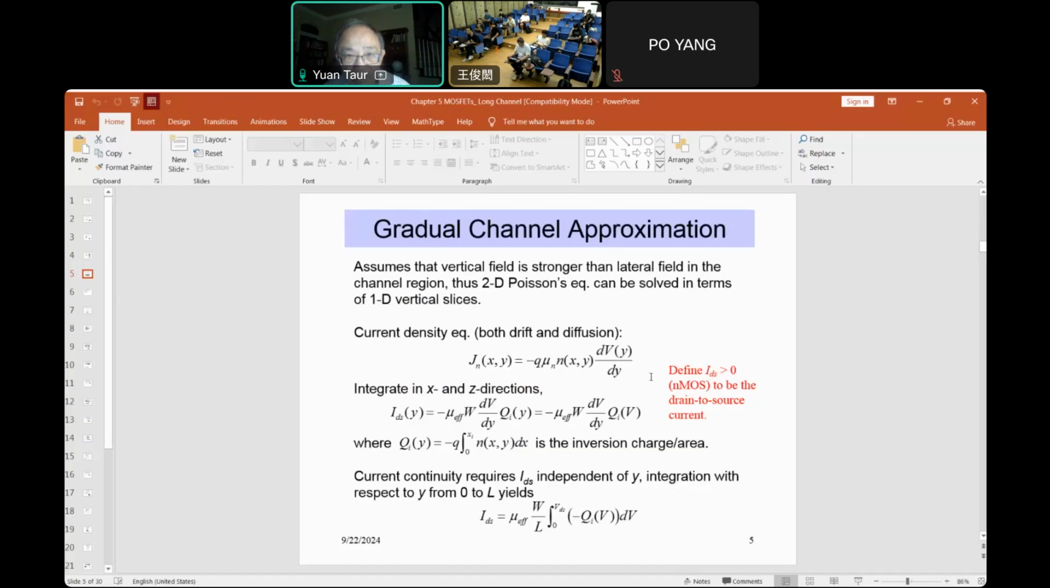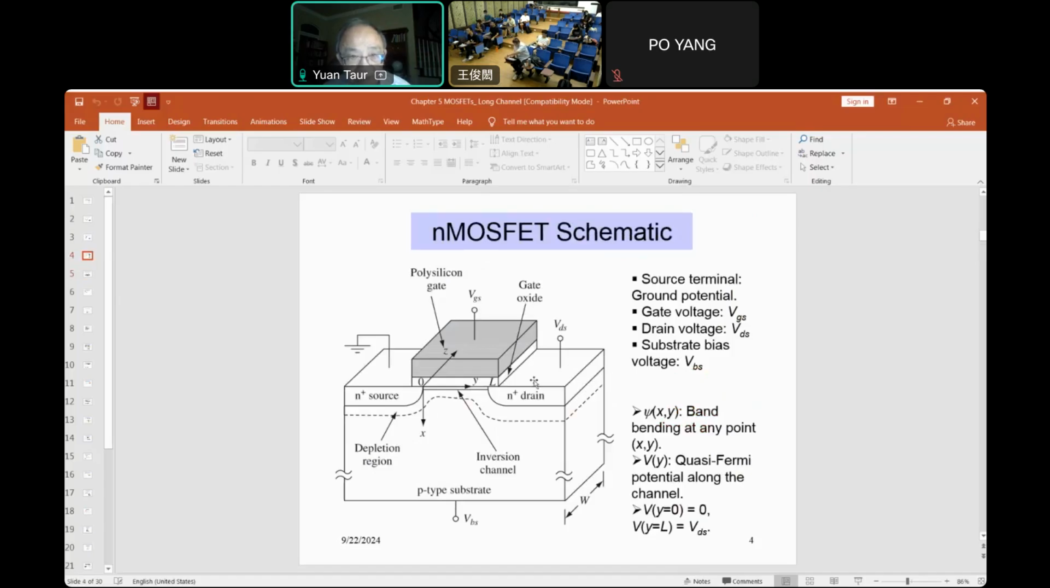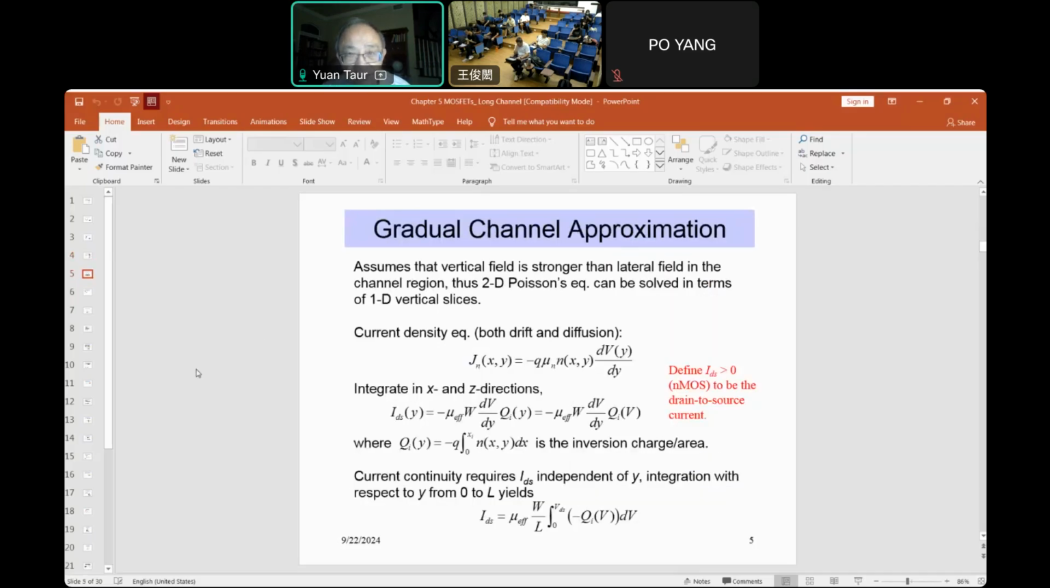And by the way, we define the IDS to be positive because for an N MOSFET, electrons go from the source to drain. So the current flows from drain to the source. Current is positive charge, so from VDS to ground. But that's in the reverse y direction. So in order to avoid all this negative sign, we define the IDS to be positive. That's the drain to source current.